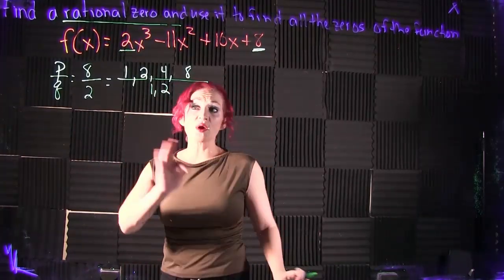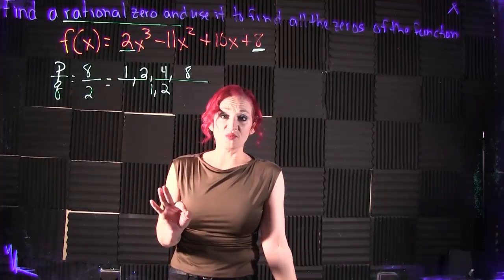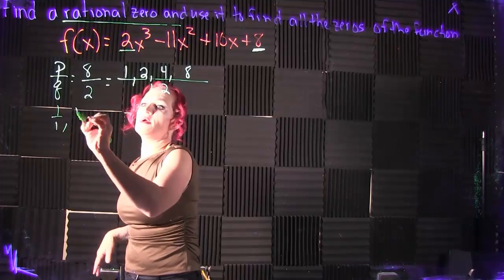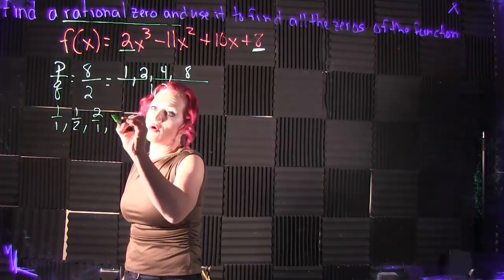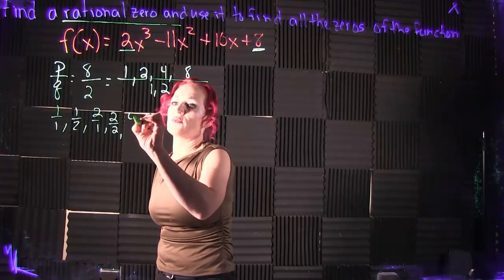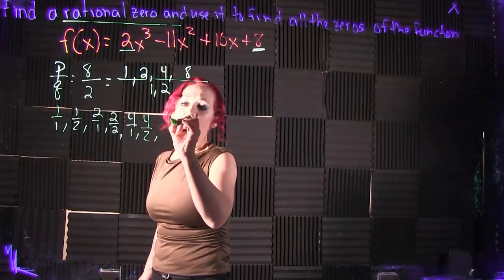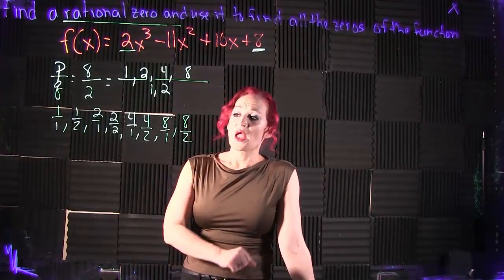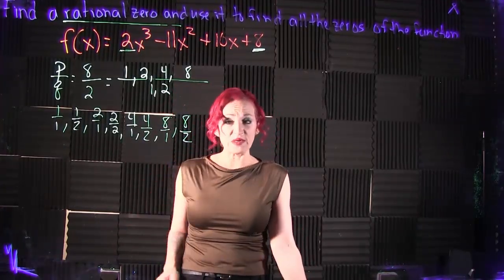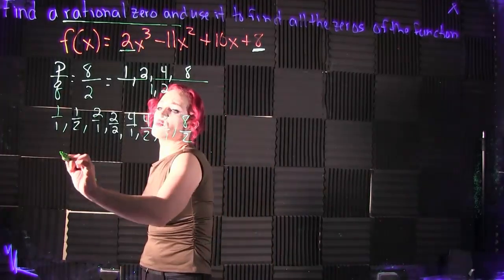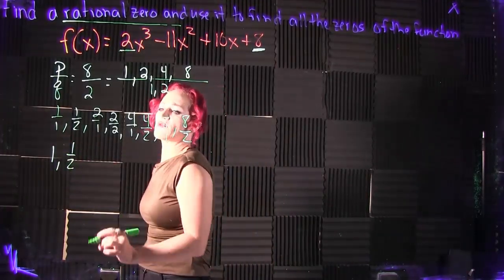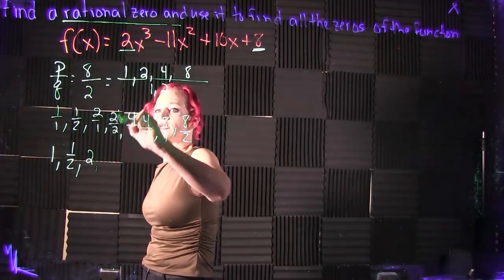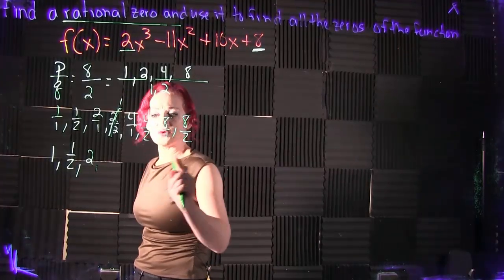So what you want to do with this list is take everything in the numerator and put it over the same denominator. So for example, 1 over 1, 1 over 2, 2 over 1, 2 over 2, 4 over 1, 4 over 2, 8 over 1, 8 over 2. Simplify all of these. Sometimes we have repeats after we do some simplifying. 1 over 1 is just a 1. We can drop down that 1/2. 2 over 1 is just a 2. 2 over 2 is just a 1, so we can get rid of that. We don't need to list it more than once.